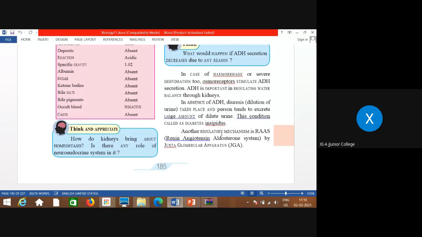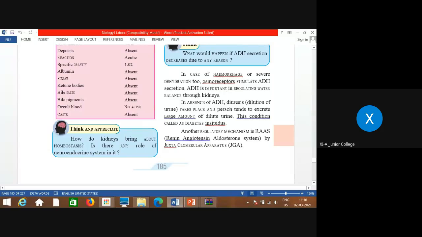So this is about maintaining the ion concentration, as well as homeostasis. Homeostasis means maintaining the internal environment. In this way, by reabsorption of water, this work is done using ADH, that is antidiuretic hormone. Now, in case of hemorrhage or severe dehydration too, osmoreceptors stimulate ADH secretion, which is very important in regulating water balance through the kidneys. So in this way, ADH helps in maintaining the water balance of the kidneys.